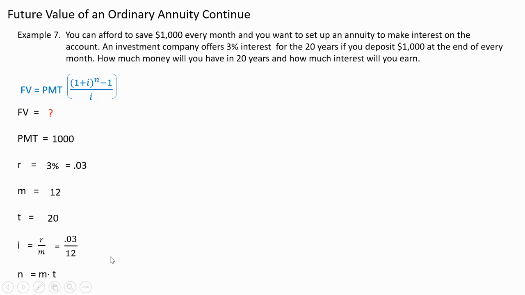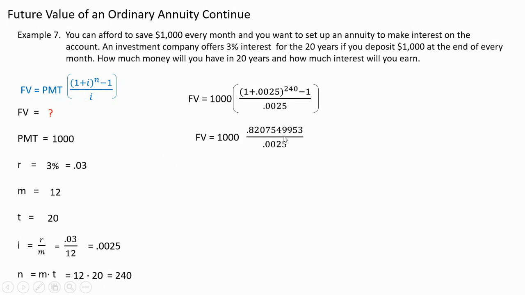So the I will be R divided by M, which is 0.03 divided by 12, and it gives us 0.0025. The N is the M times T, which is 12 times 20, so 240. What we do is plug into the formula just the way it is. There's my payments per month, and there's my I, 0.0025. So there's my formula. All you do is plug it into the calculator, just the way it is.